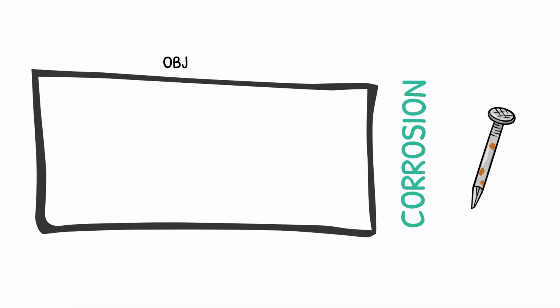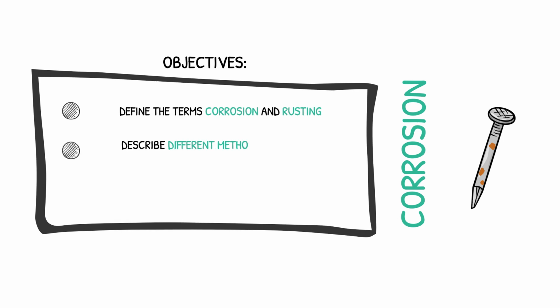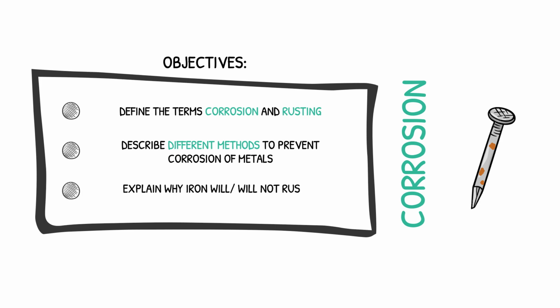In this video, we are looking at corrosion. By the end of this video, you should be able to define the terms corrosion and rusting, describe different methods to prevent corrosion of metals, and explain why iron will or will not rust in different environments.